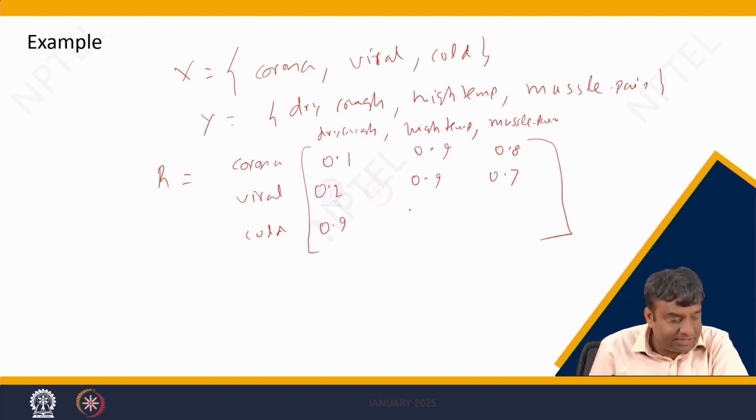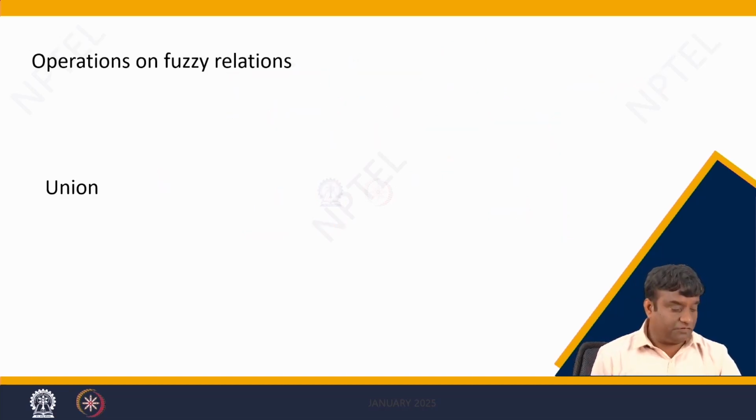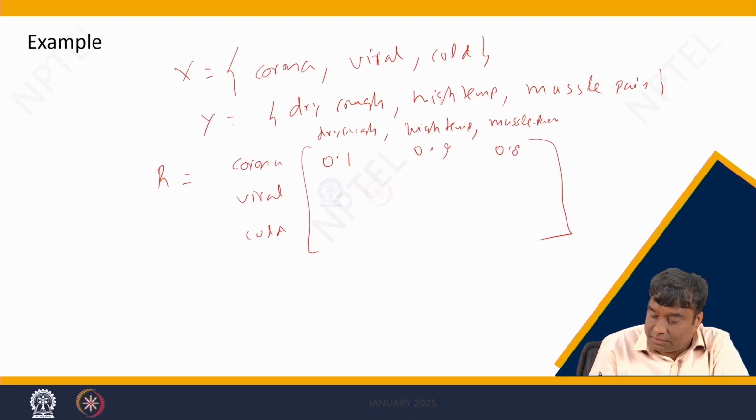So for one disease, dry cough is not there, but pain is there, 0.8. For viral, maybe a little more cough is there, temperature is also high, and muscle pain is 0.7. For cold, there will be more dry cough, 0.4, temperature may be a little less, muscle pain may be a little less. This is the fuzzy relation.